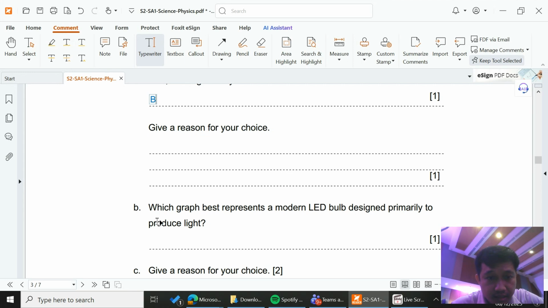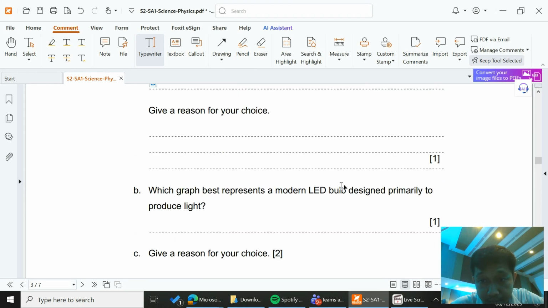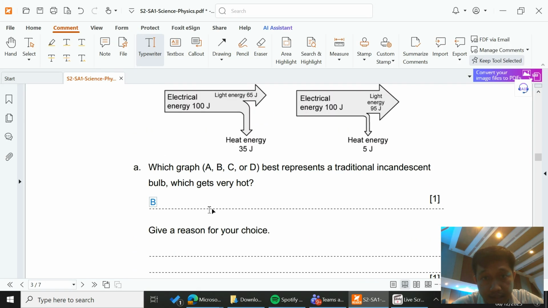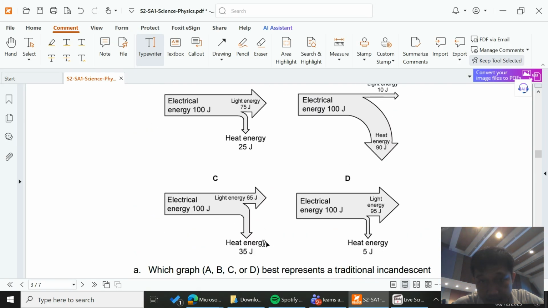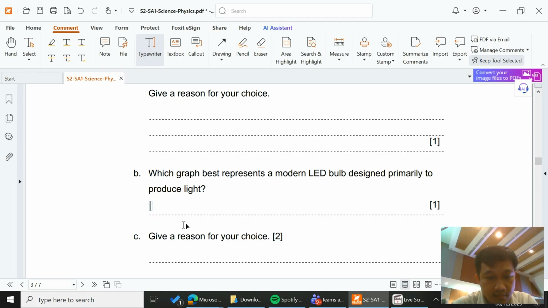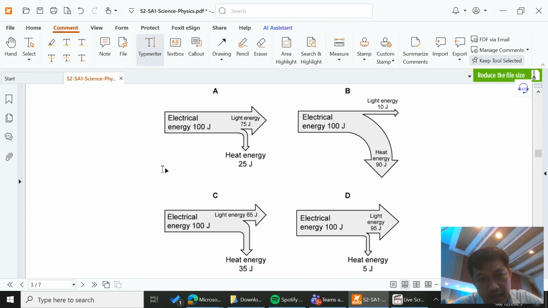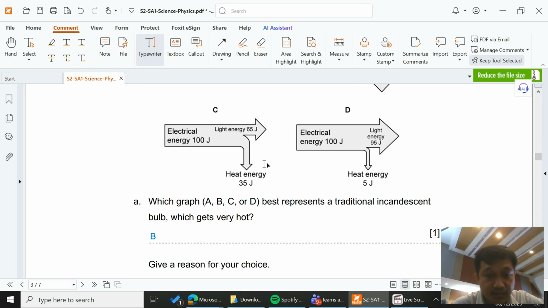While in part B, which graph best represents a modern LED bulb? An LED bulb is designed primarily to produce light. The LED bulb is the opposite. The heat energy must be small, while the light energy must be large. So the best graph is D. Okay, give a reason for your choice. In the reason, just mention the amount of energy transferred as heat and transferred as light.